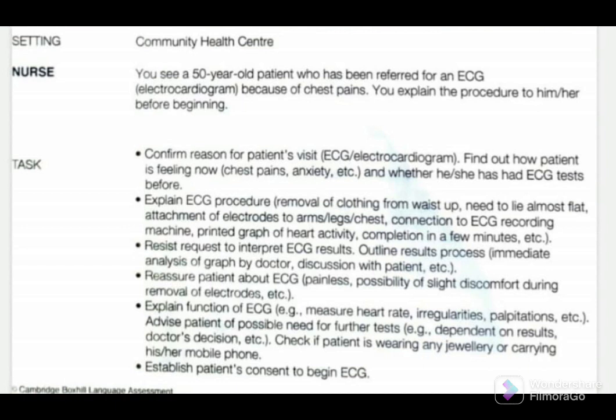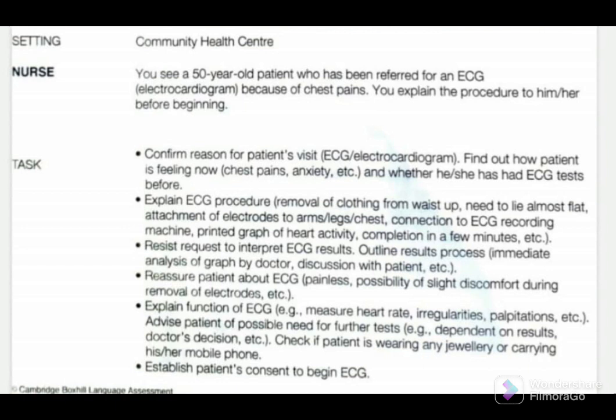Then there will be some subtasks. For example, in this role play card, you can see that the first task itself they have given confirm reason for patient's visit. In brackets, they have given ECG or electrocardiogram. Then find out how the patient is feeling now and whether he or she has had an ECG test before. So in such a scenario, how can we start the introduction?